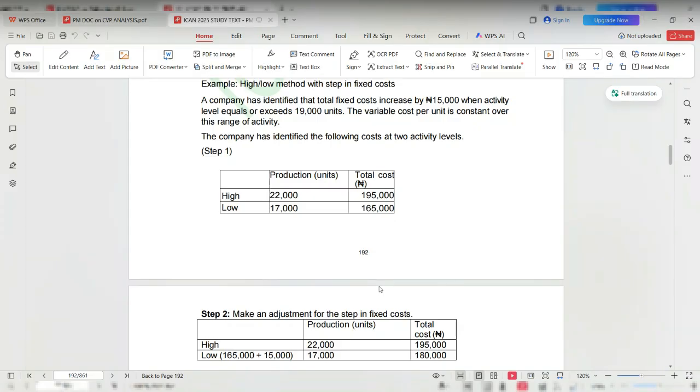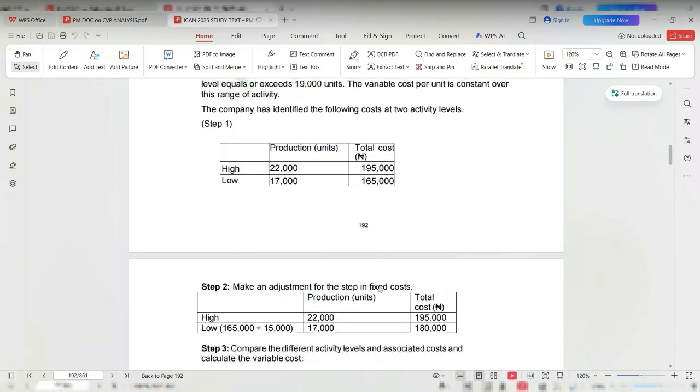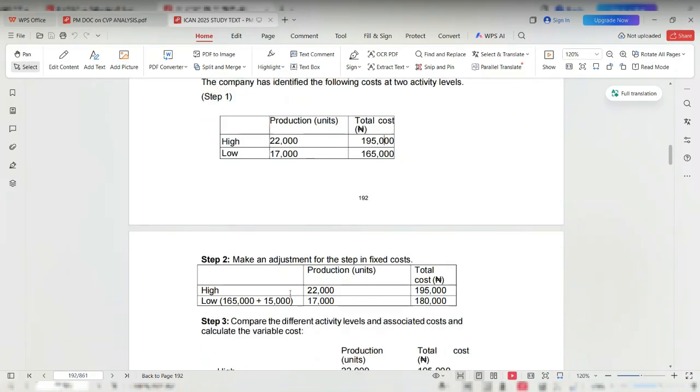Now, considering this information, they have already picked the high for us, they have picked the low. We have the low production unit, we have the highest production unit. We have the highest total cost, we have the lowest total cost. Then we can now either add to the lowest, or subtract from the highest, which we have done in this step 2. As you can see, we have 165,000 here, then we add it back to this. Then we still have our activity level to be 17,000, but with the step cost, the total cost is now 180,000.